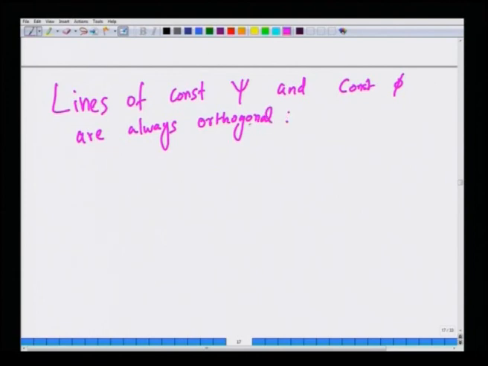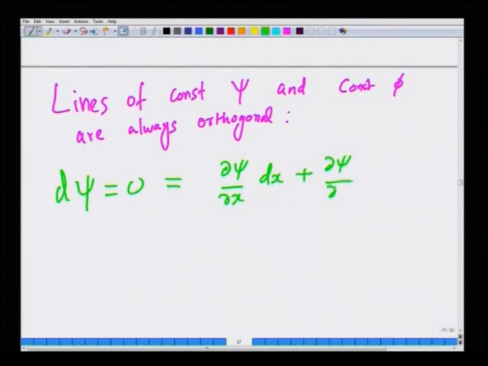Okay. This is something that we can show very easily. Constant psi means d psi is 0, and d psi is partial psi partial x dx plus partial psi partial y dy, from basics of multivariable calculus. Partial psi partial x is minus, so we can also rewrite this as saying that dy by dx.